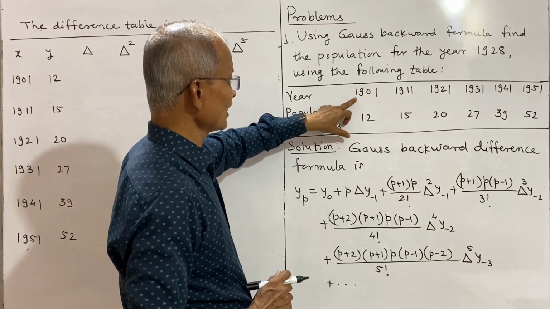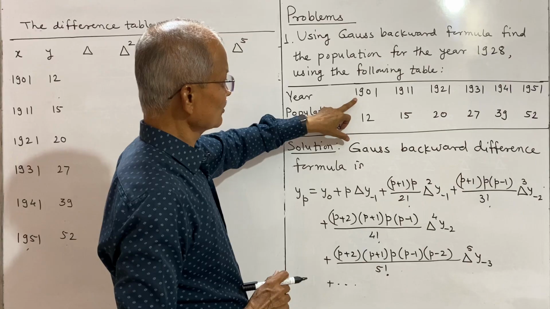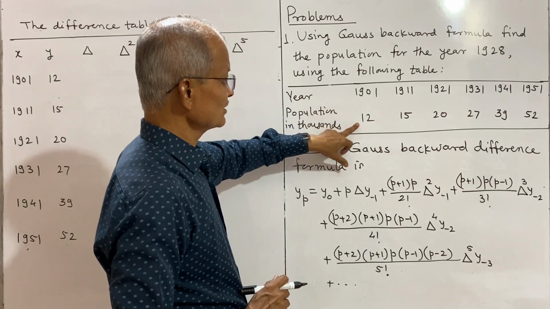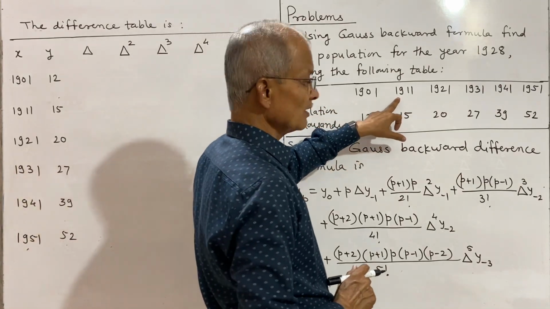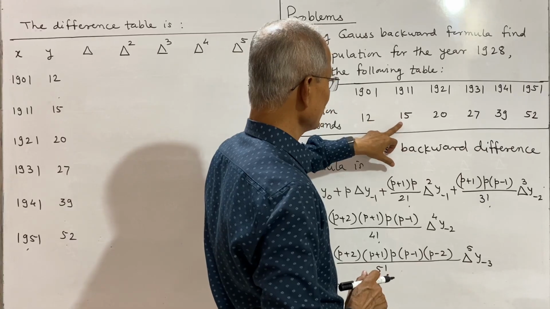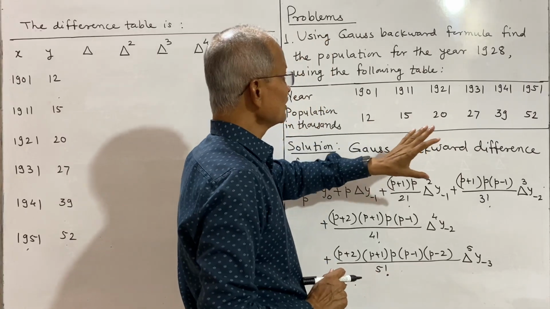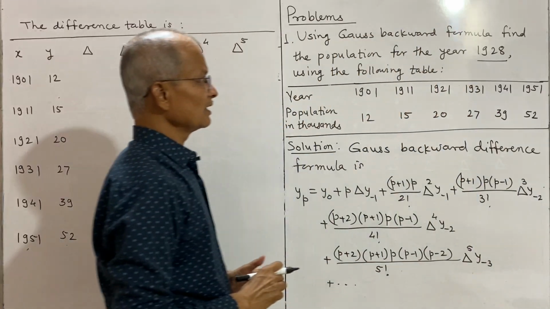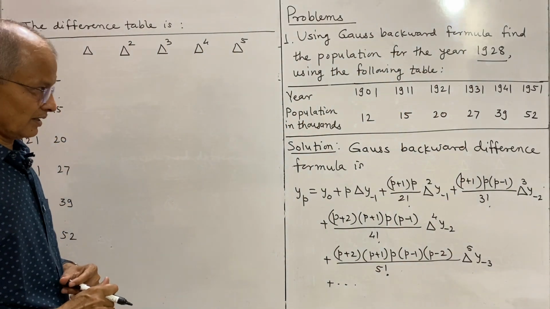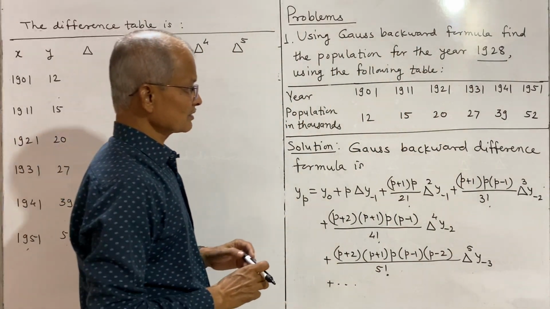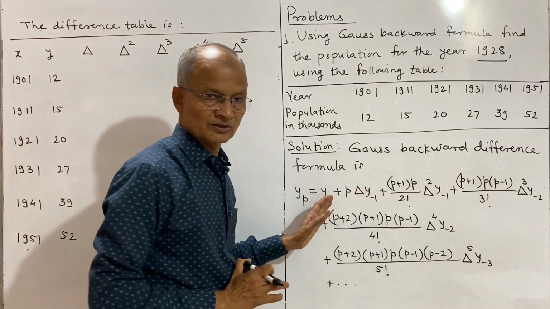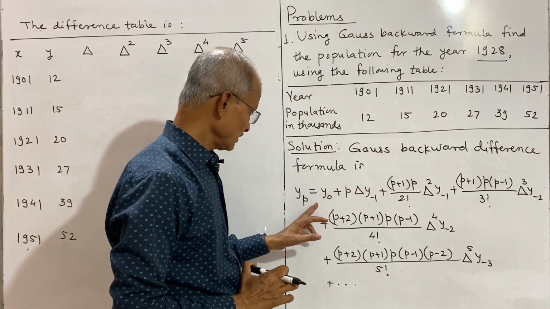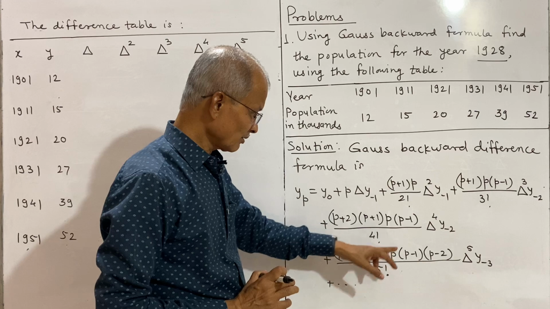That means in the year 1901 the population is 12,000. In the year 1911 the population is 15,000, and so on. So we are asked to find the population for the year 1928, and we use the Gauss backward difference formula which we have just derived, and I have written here. One more term is written.